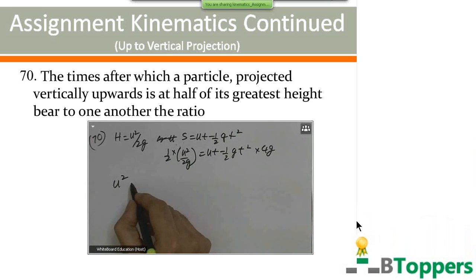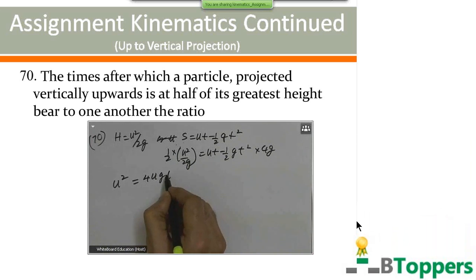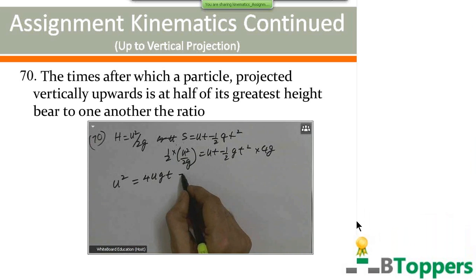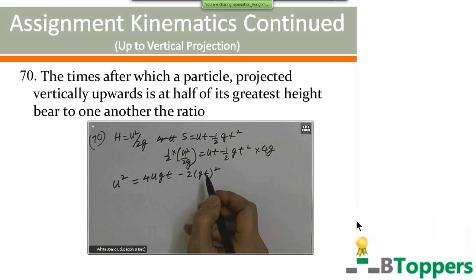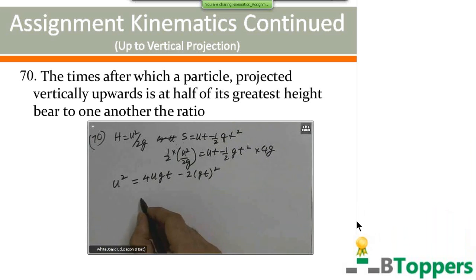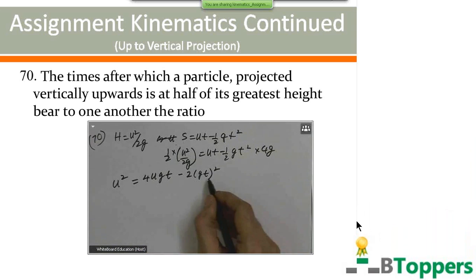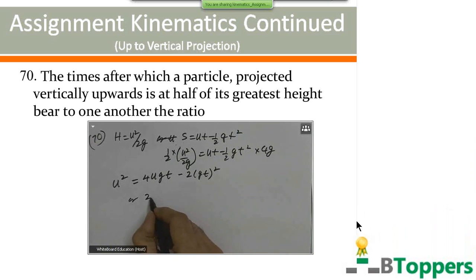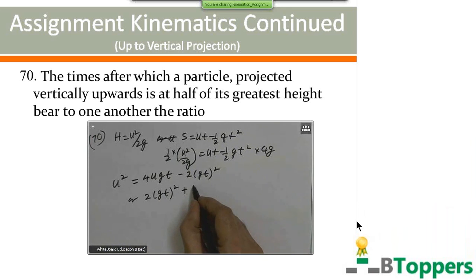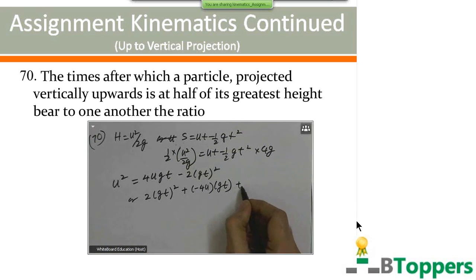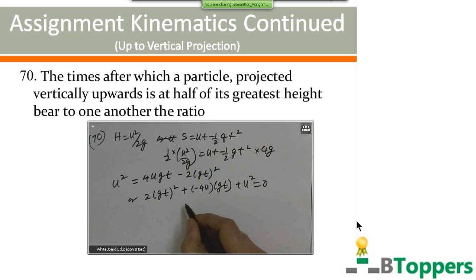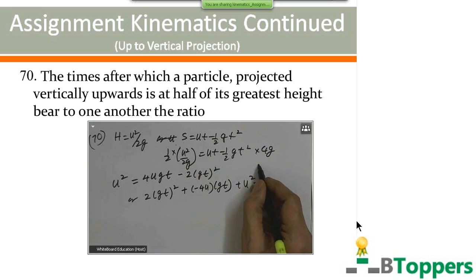So you get u² plus 4ug into t minus 2 into g²t². We can write the equation in the form of a quadratic equation: 2 into (gt)² minus 4u into gt plus u² equal to 0. This equation is a quadratic equation in gt.